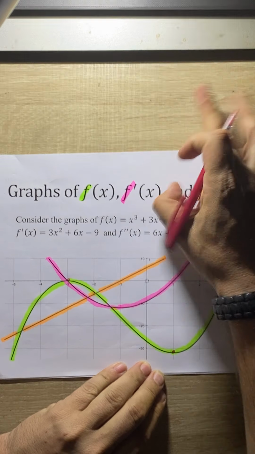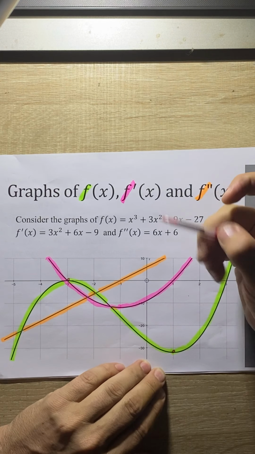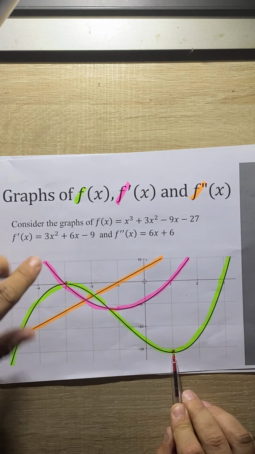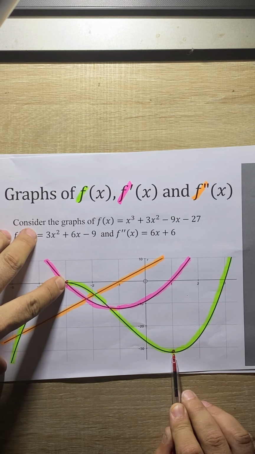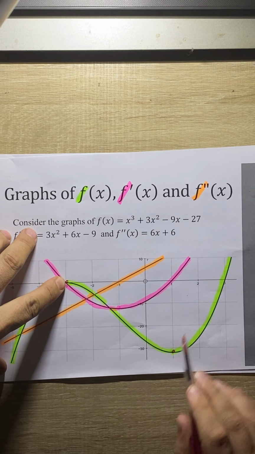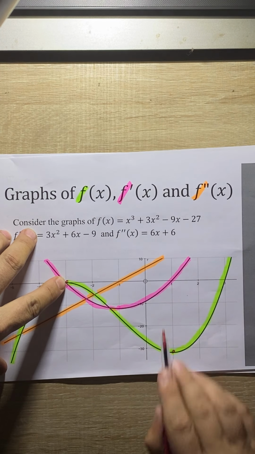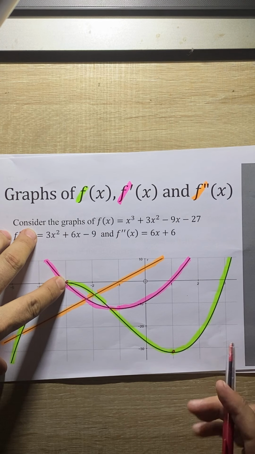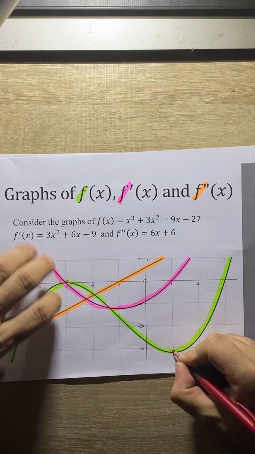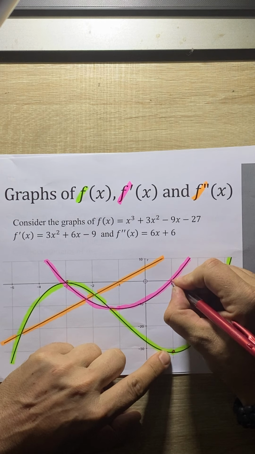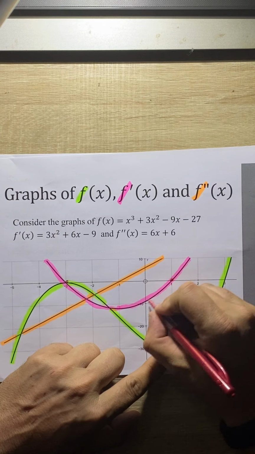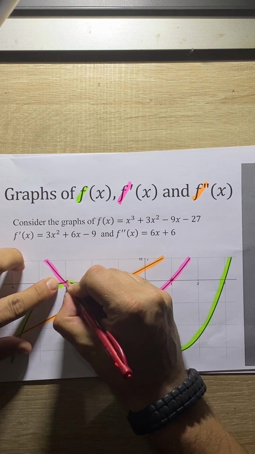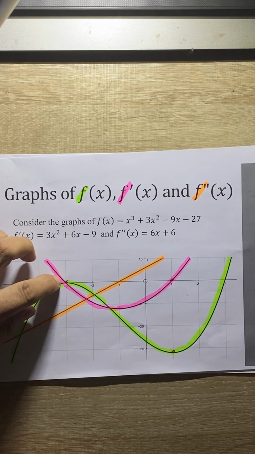Now, if I look at the first derivative, just remember that our gradient here is 0 and our gradient here is 0. So that means for the derivative graph, f dashed x, our y value will be 0. So have a look here. We have a turning point. That means that we have an x-intercept for our f dashed. Here we have a turning point, and again we have an x-intercept over there.